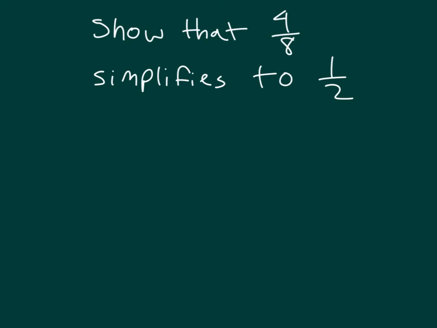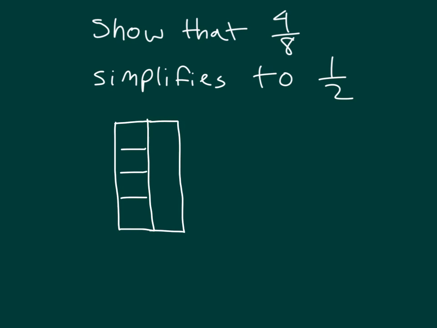Let's look at one last problem to show that 4/8 simplifies to 1/2. So 4/8, we'll go 4 first, and it looks like we'd have another group of 4, so that we would have 8 total. And 4 out of those 8 are shaded. 4/8 grouping, we'll group 4 at a time. There's 4 there, and there's another 4 there.